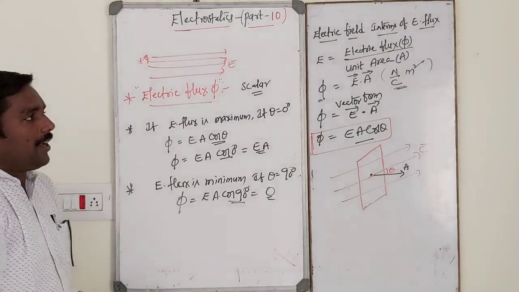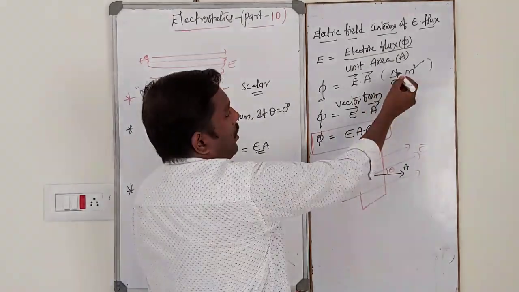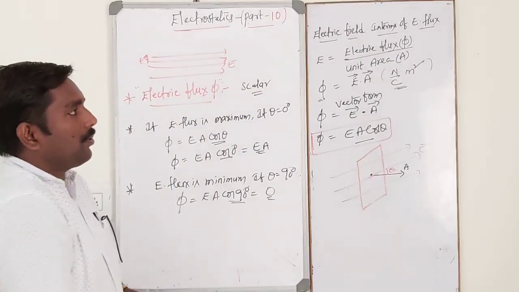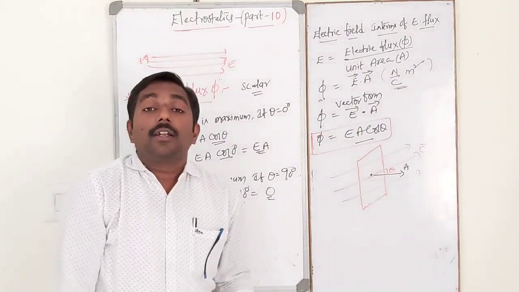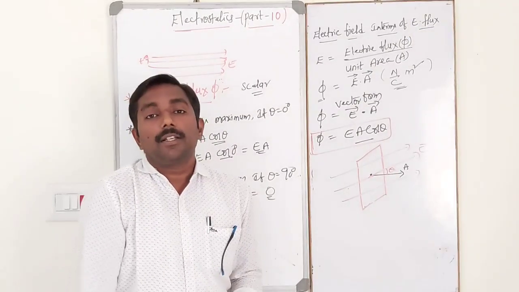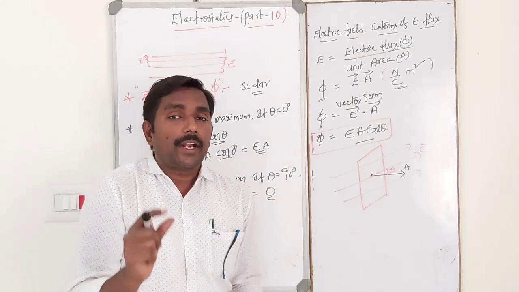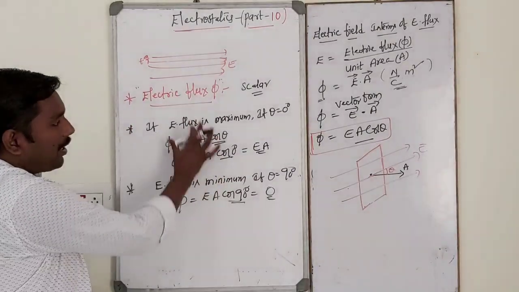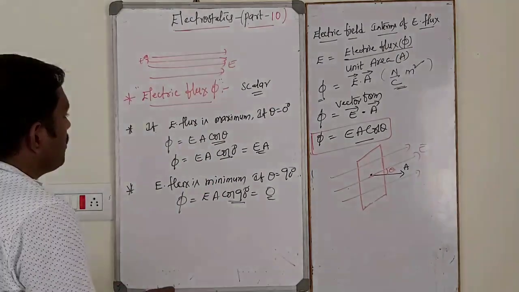Okay, this is the electric flux. What is the SI unit of electric flux? Newton per coulomb into meter square. Finally, what is meant by electric flux? The number of field lines passing normal to the given area is called electric flux. In this case, area is also treated as a vector quantity. This is the important one, students.